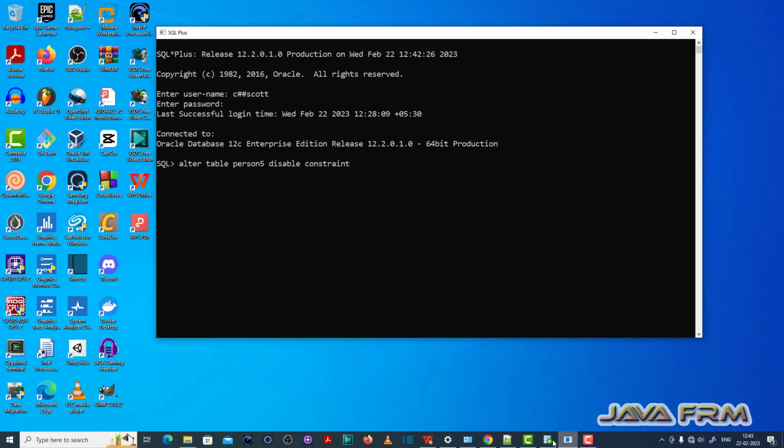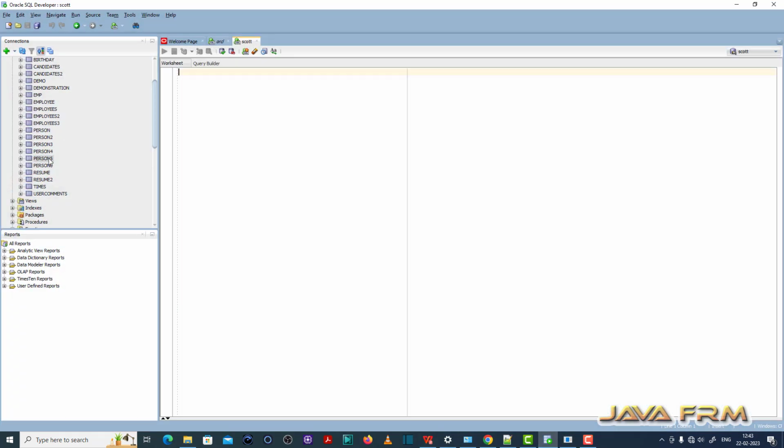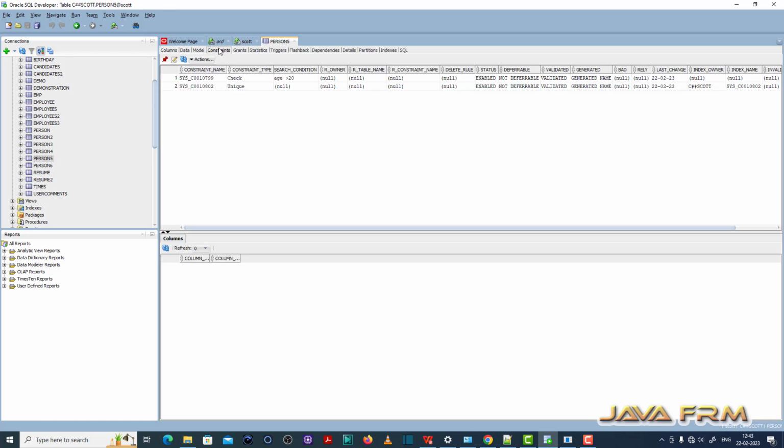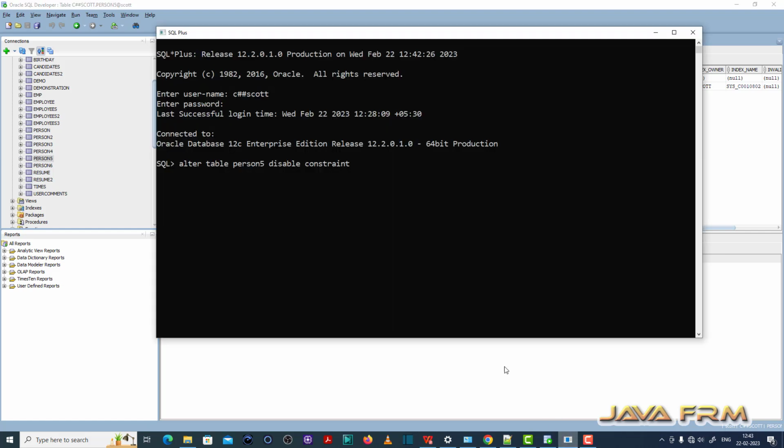Okay, person5 table having primary key. Let me open the person5 table in SQL developer. So this is the constraint name. I am copying the constraint name. So I am going to disable this constraint. Let me execute the query.